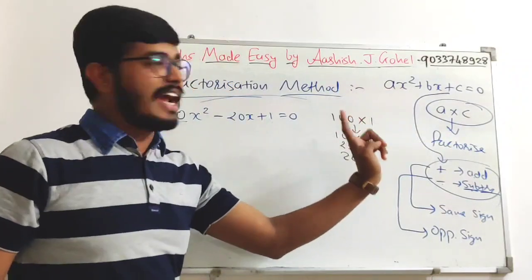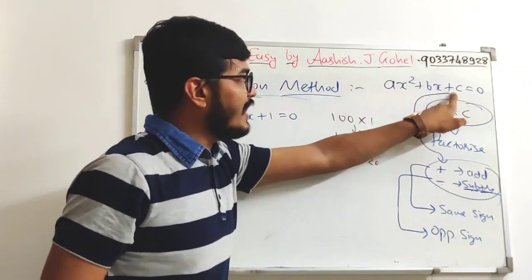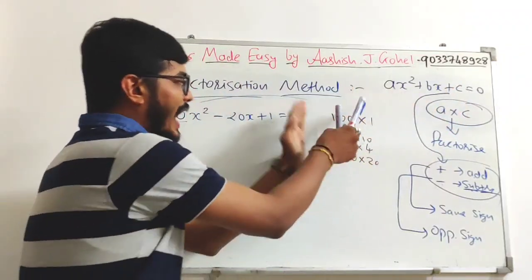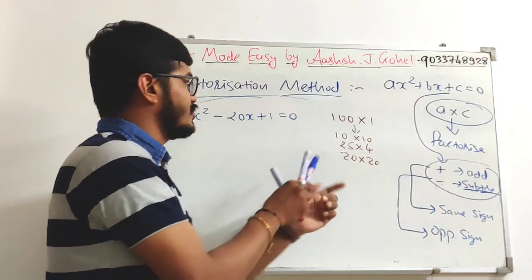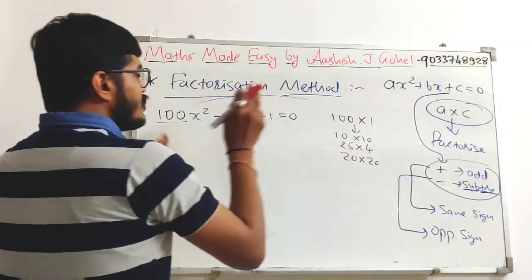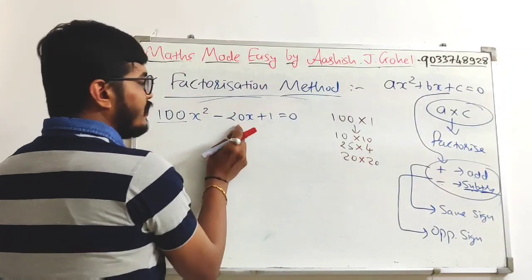So which term will decide? This sign will decide. The sign which is given before C will decide whether we need to add the factors or subtract the factors. Here the sign is positive, so if positive, then we need to add the factors. So after adding which factors am I getting 20?